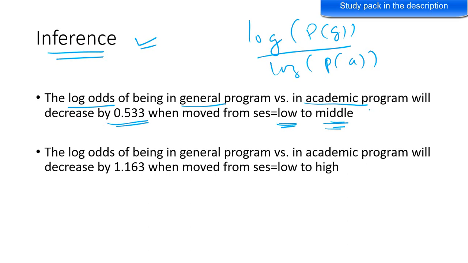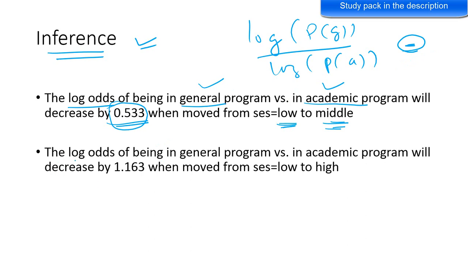Slightly complicated to understand, but in layman's terms, we're comparing somebody choosing the general program to the academic program, and asking how it is going to change. It's going to change by this quantity. So that's what the coefficient of the regression equation means. And what is also important is the sign, whether it affects negatively or positively. The sign of the coefficient will tell us whether it affects positively or negatively.